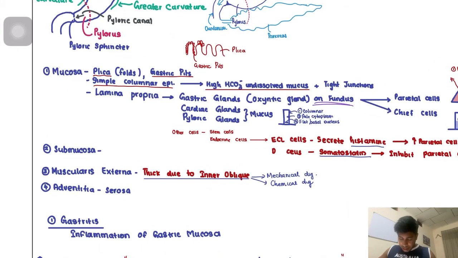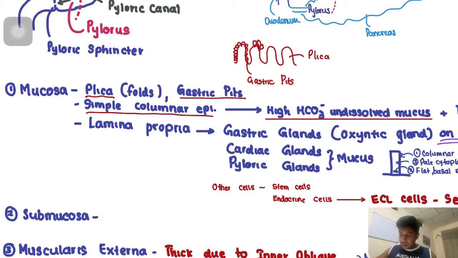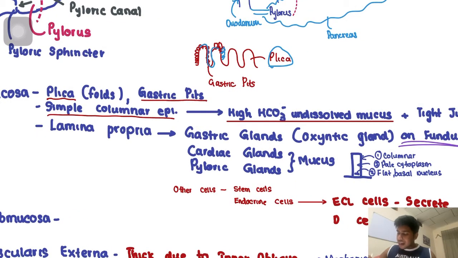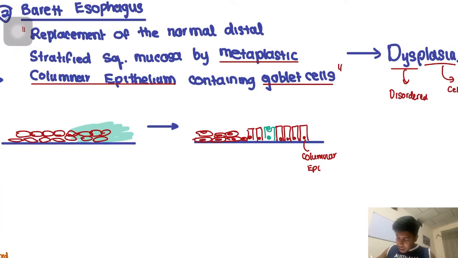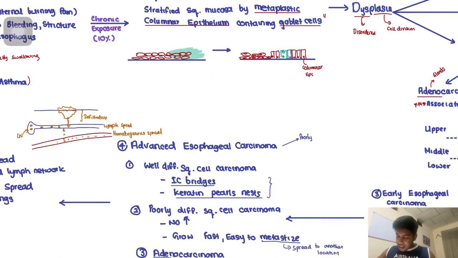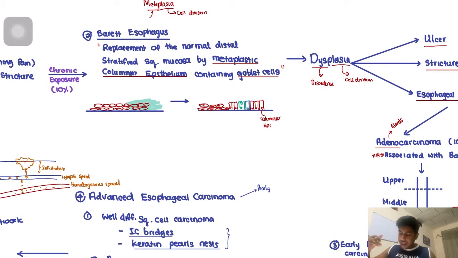There's some basic histology. First, the mucosa has folds. These are called plica. And it also has gastric pits. So here are the folds, and we have these gastric pits. The epithelium is simple columnar epithelium: one layer, columnar, with high bicarbonate undissolved mucus. Now if you remember, the metaplasia here brings columnar epithelia with mucus cells, goblet cells. Basically, the stomach cells have come and started to divide. That's the metaplasia. The stomach cells are now present in the esophagus.